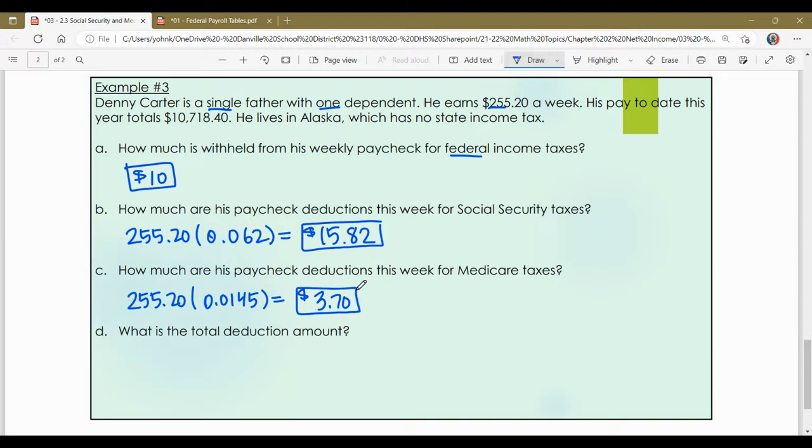Then Part D, what is the total deduction amount? Well, we need to add up the three deductions. So $10, $15.82, and $3.70 is going to give me total deductions of $29.52.